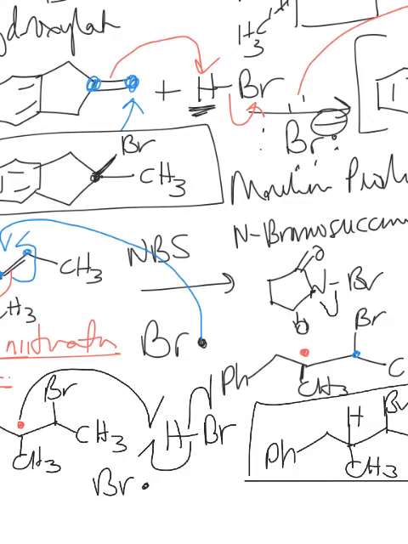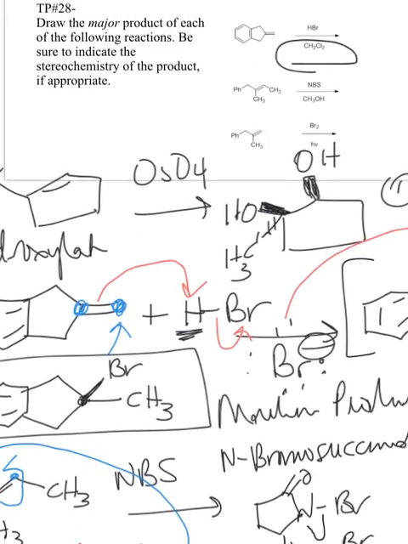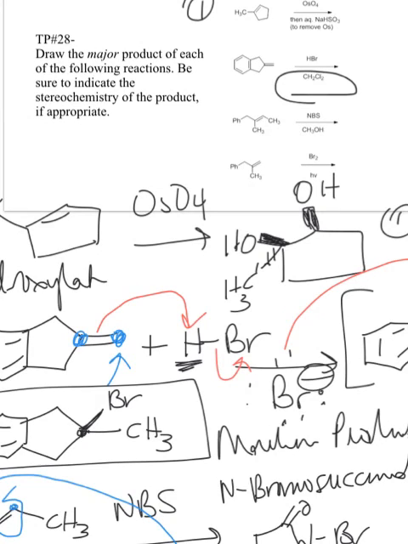And that's why that's important, because you see the bromine here went to the less substituted carbon. So this went to a secondary carbon, and the hydrogen went to a tertiary carbon. And that makes it the anti-Markovnikov product. Okay, and the last one is bromine.